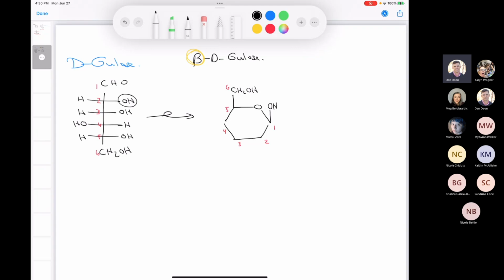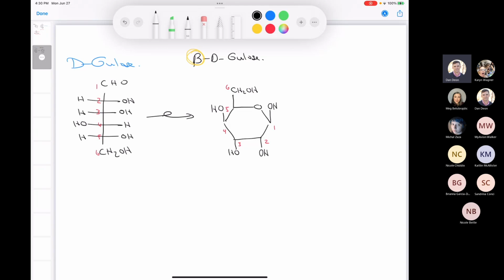So it's beta. Then I go to carbon 2. The hydroxyl is on the right-hand side, which means it's pointing down. The next carbon, carbon number 3, the hydroxyl is on the right-hand side, so it is also going to be pointing down. I go to carbon number 4. The hydroxyl is going to be pointing up. And just like that, we drew beta D-gulose from D-gulose.